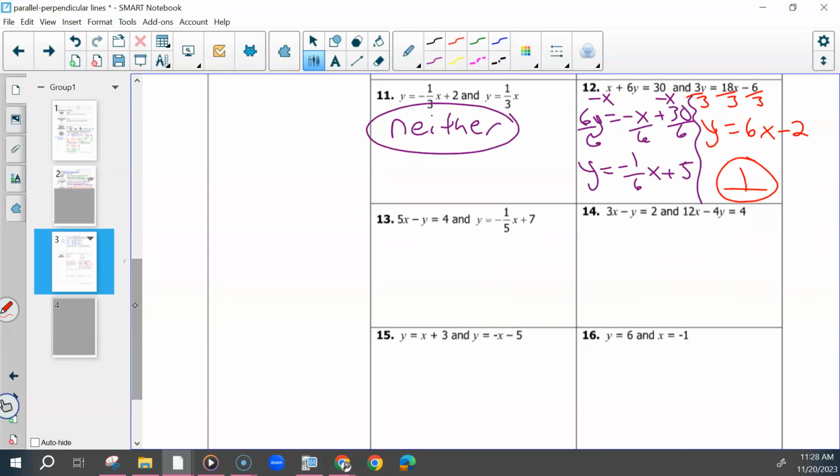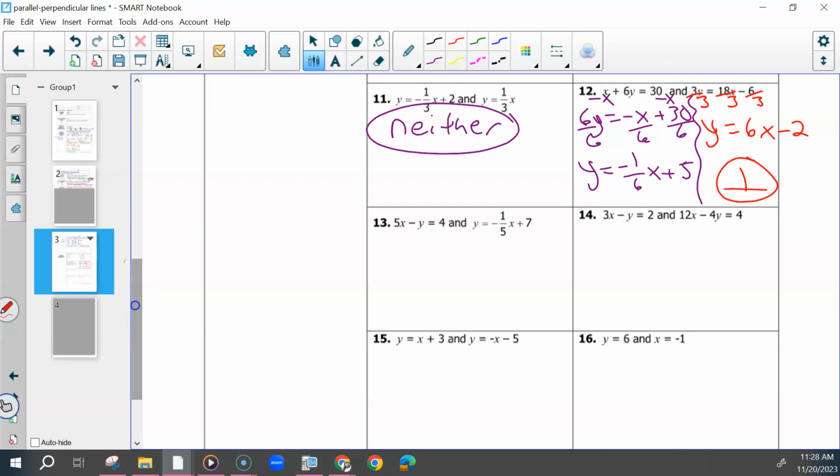Number 15. Parallel, perpendicular, neither. Perpendicular, because even though this is similar to 11, 1 over 1 is just 1, and negative 1 over 1 is just negative 1. So they are negative reciprocals of each other.